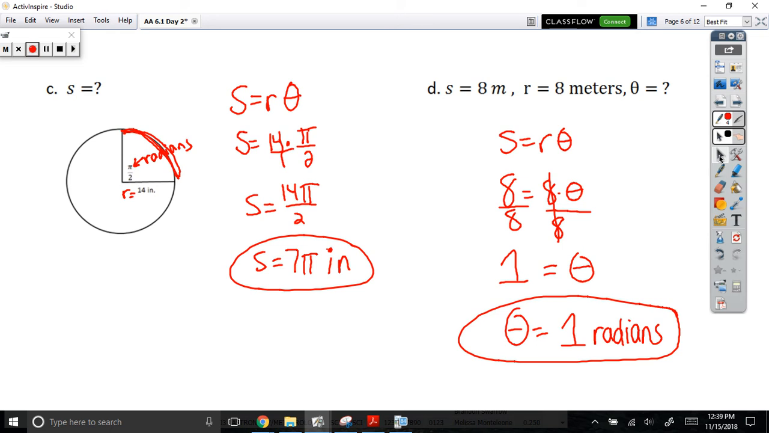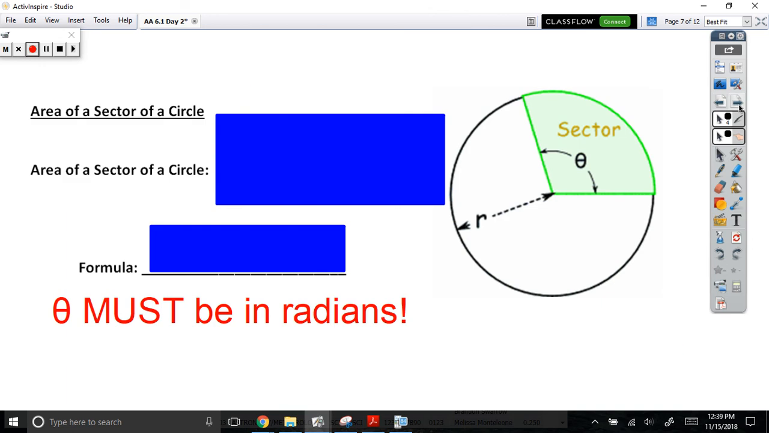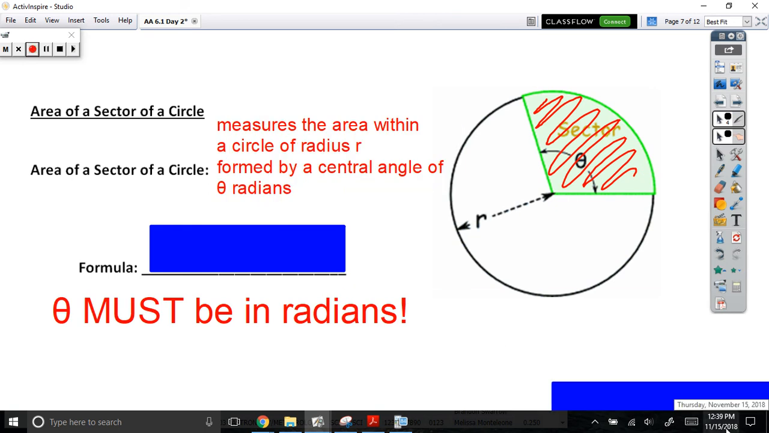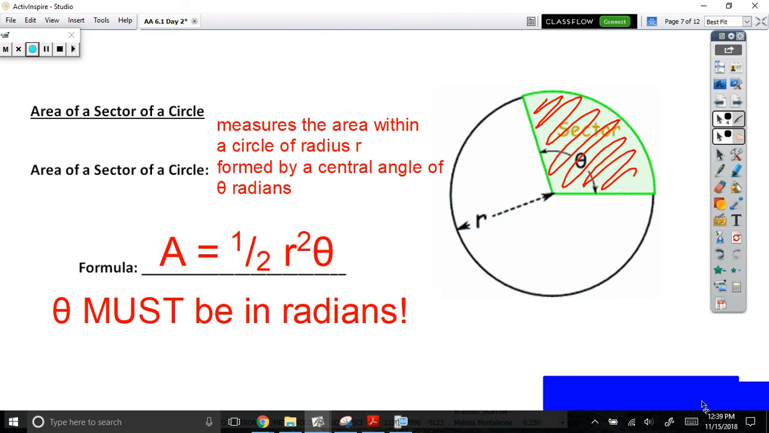All right, on the back, we're going to switch gears and do sector area. So again, this will be like the shaded area in between the angle and that portion of the circle, instead of just looking at the edge of it. So this will measure the area of a circle with radius r formed by a central angle of theta radians. And our formula is 1/2 r squared theta.